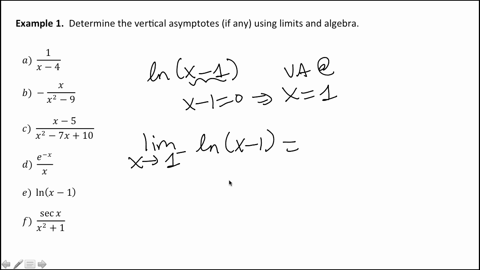If you do it from the left side, then we need to plug in a number just to the left of 1, such as 0 or 0.5. We're just going to plug in 0. 0 minus 1 is negative, so you're going to have the natural log of a negative number, which you cannot do. So we say that the limit does not exist from that side. Easy enough.